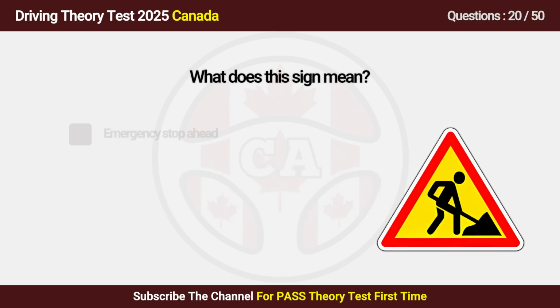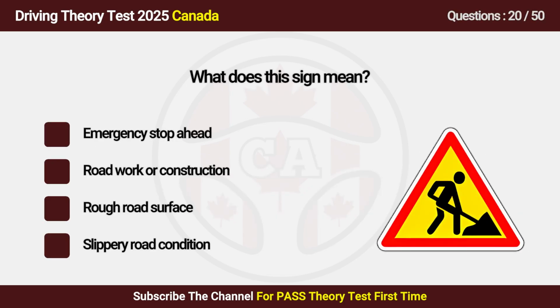Question 20. What does this sign mean? A. Emergency stop ahead. B. Road work or construction. C. Rough road surface. D. Slippery road condition.